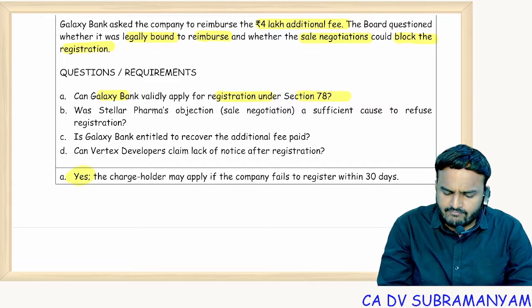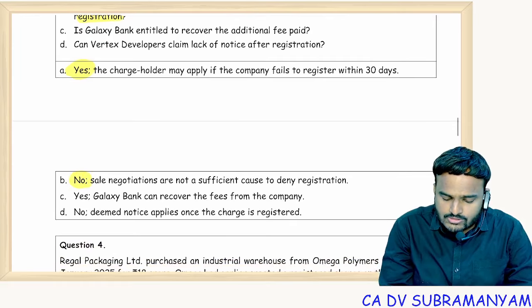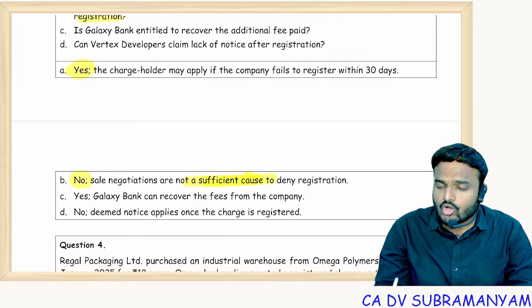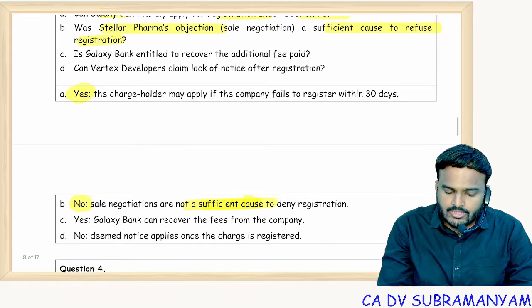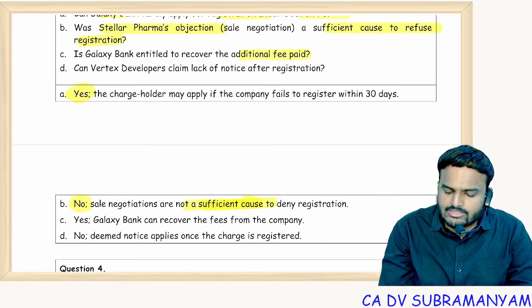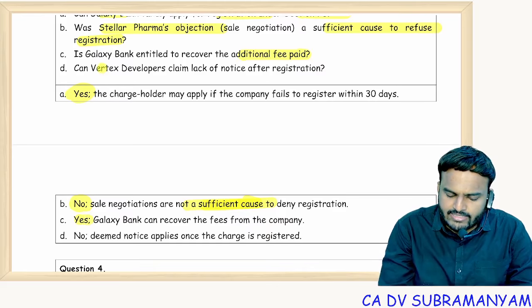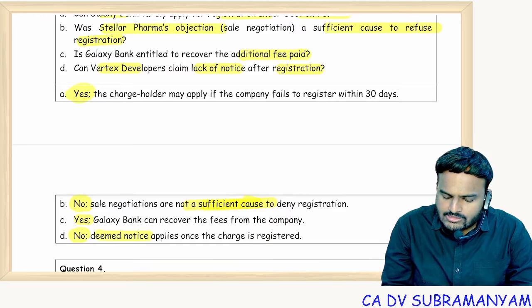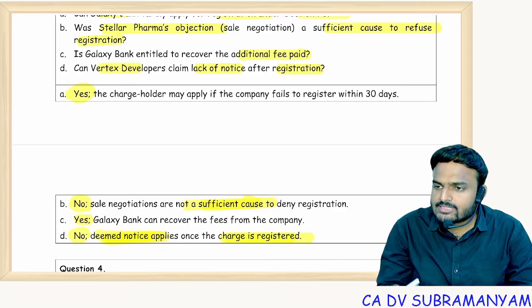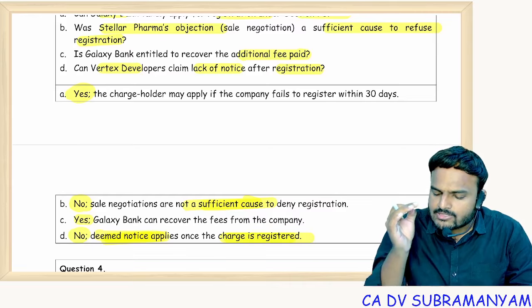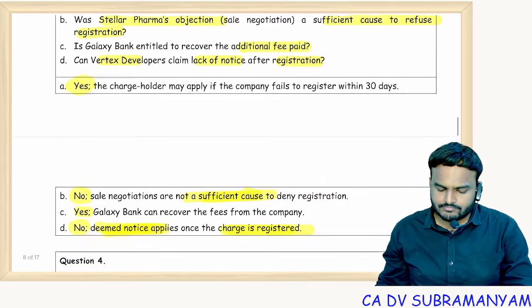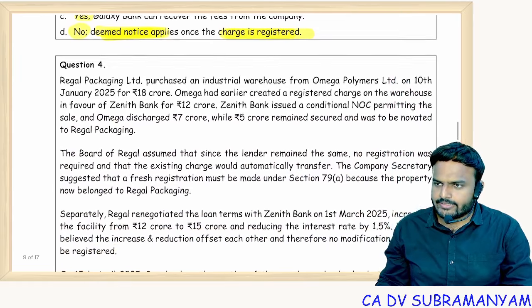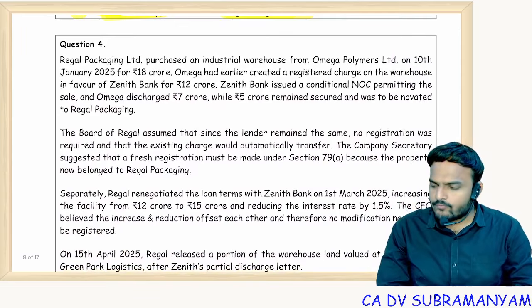Yes. Was Stellar Pharma's objection a sufficient cause to refuse registration? No. Sale negotiations are not a sufficient cause. Is Galaxy Bank entitled to recover the additional fees paid? Yes. Can Vertex Developers claim lack of notice after registration? No. Because once a charge is registered, it becomes public notice. The doctrine of constructive notice is applicable. Section 80. Next, question 4.